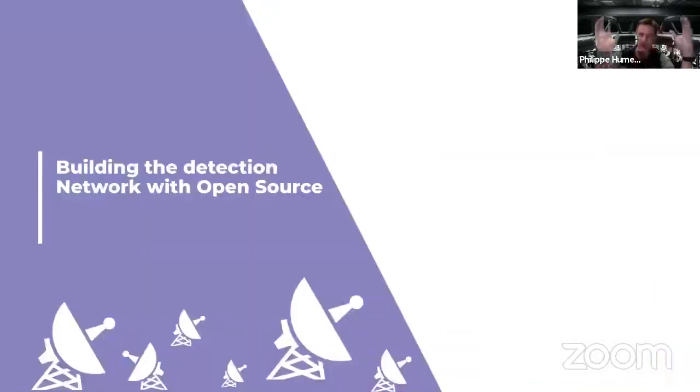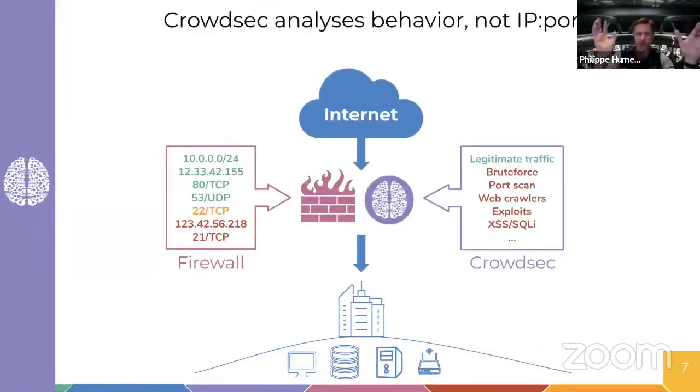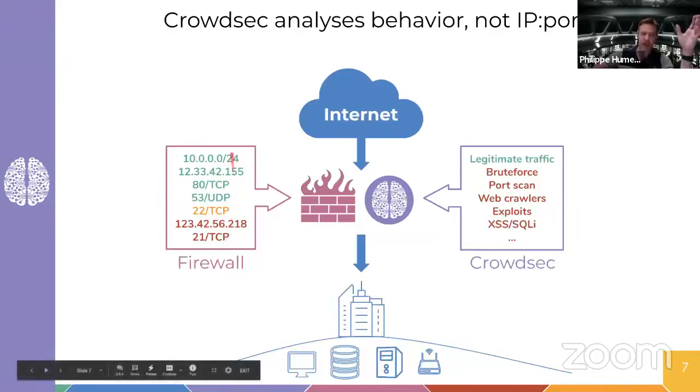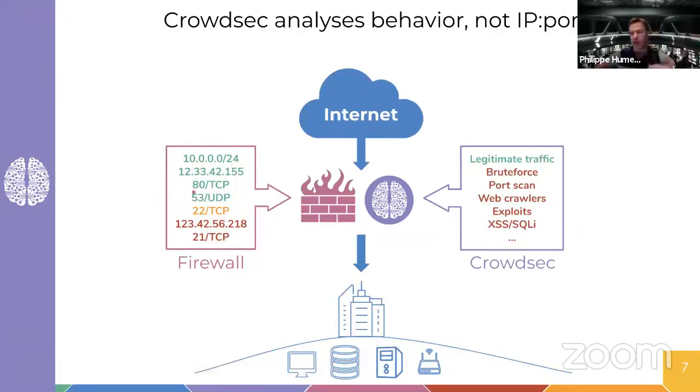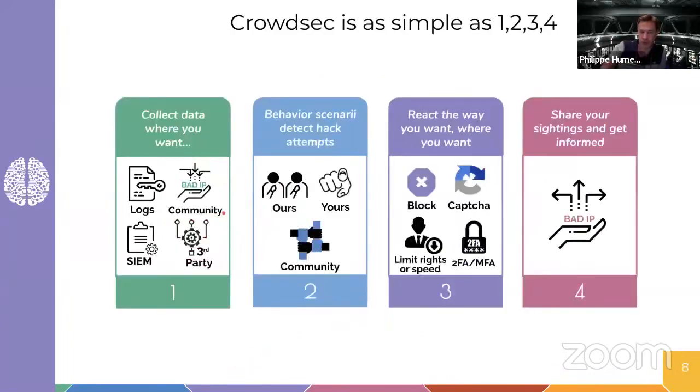So basically what a firewall does, everybody is very familiar with this, it does just basically filtering ports. It's about ports, ranges, IP sources, IP destinations, and so on and so forth. It's mainly this. But then on the right-hand side, what we do is we filter behavior. So if we see someone trying to do brute force, for example, we'll deal with the brute force. Or port scan, or web crawler, or exploit, we try to identify the behavior and not a fixed pattern like a firewall.